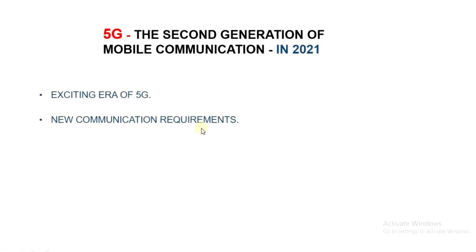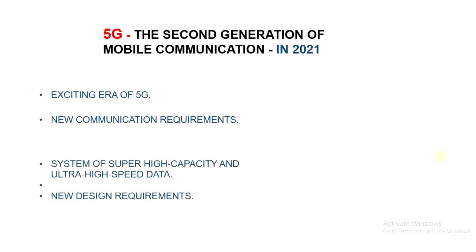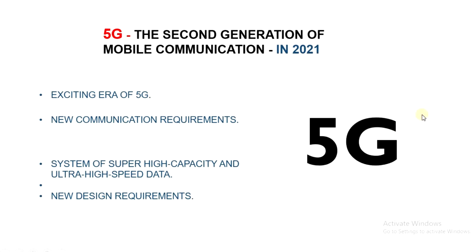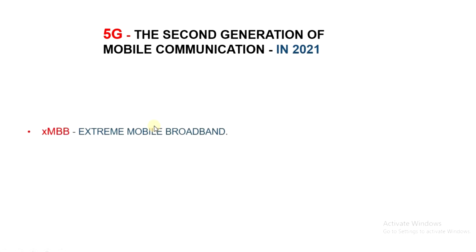In the exciting era of 5G, new communication requirements pose challenges on existing networks in terms of technology and business models. It will be a system of super high capacity and ultra high speed data, with new design requirements tailored towards energy efficient systems and reduced operational expenditure for operators. From mobile broadband, MBB, to extreme MBB. The extreme mobile broadband, XMBB, services will allow 5G to meet the continuing demand for high data rates and high traffic demands in years beyond 2020.